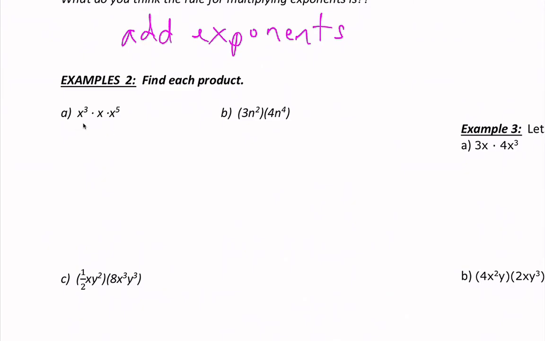Okay, so I see how I'm multiplying x's here. X's times x's times x's. So my rule is to add my exponents together. So the exponent on this one is a 3. My exponent here, since it's missing, would be a 1. My exponent here is a 5. So I add 3 plus 1 plus 5. That's going to give me 9. So I'm multiplying x's together 9 times. So I'm going to write that as x to the 9th.